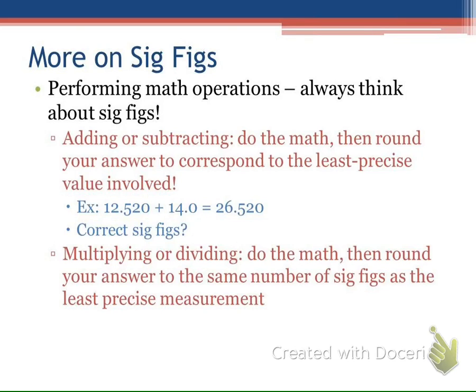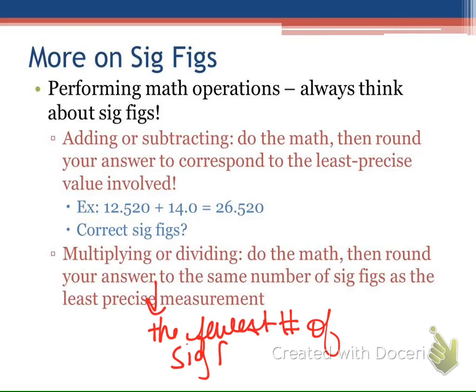So round your answer to the fewest number of SigFigs. Okay, a little plainer terms there. So after the math is done, you take a look back at your original values, see which of those has the fewest number of significant figures, and round your answer to that many significant figures.